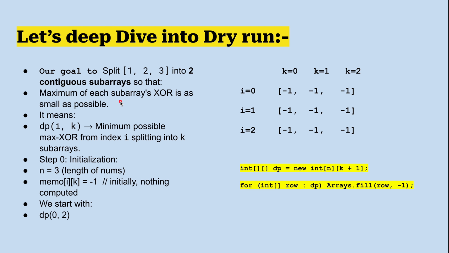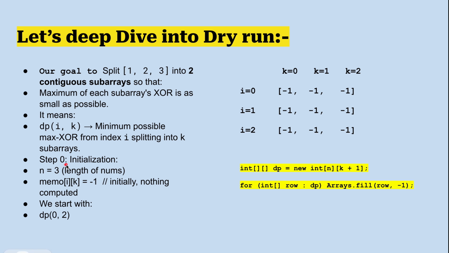now do the deep dive. Okay, so our goal is to split 1, 2, 3 into 2 continuous subarrays, so that the maximum XOR of each subarray is as small as possible. It means DP at I and k, if we take it, means the minimum possible max XOR from I, where we have to split into k subarrays, right?